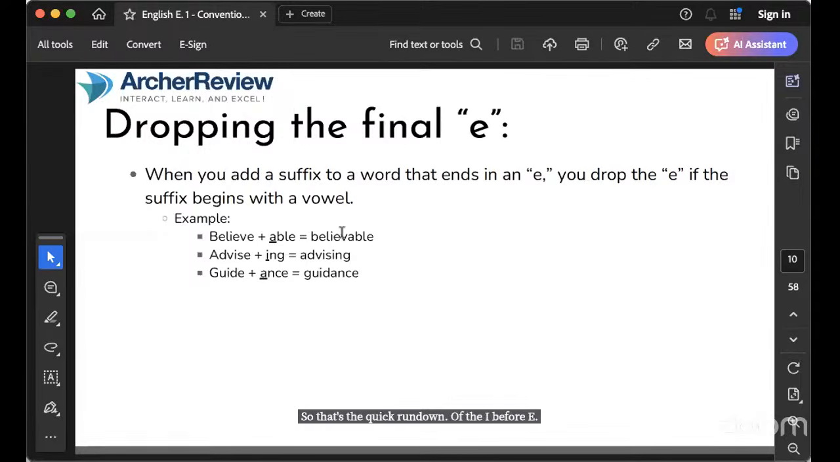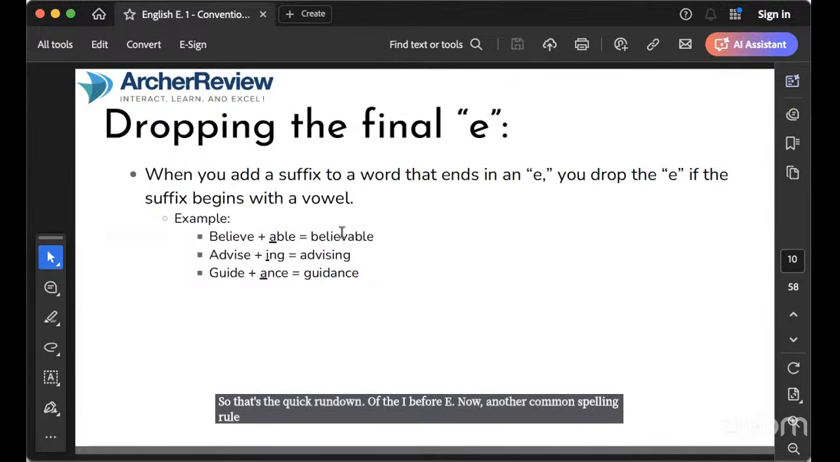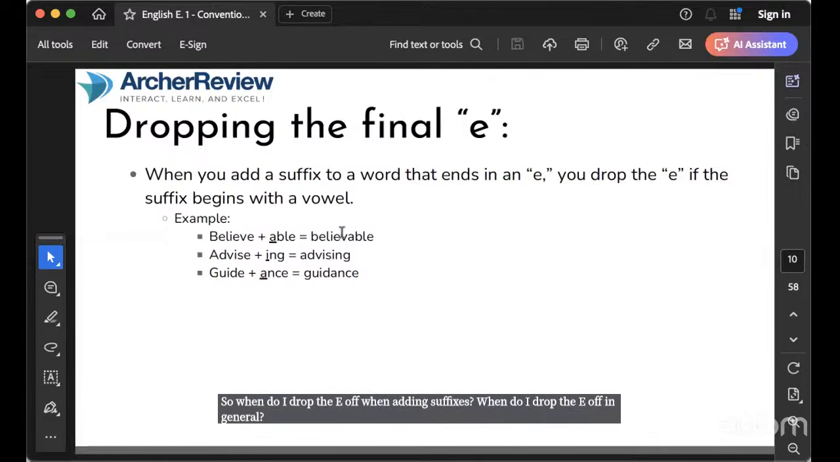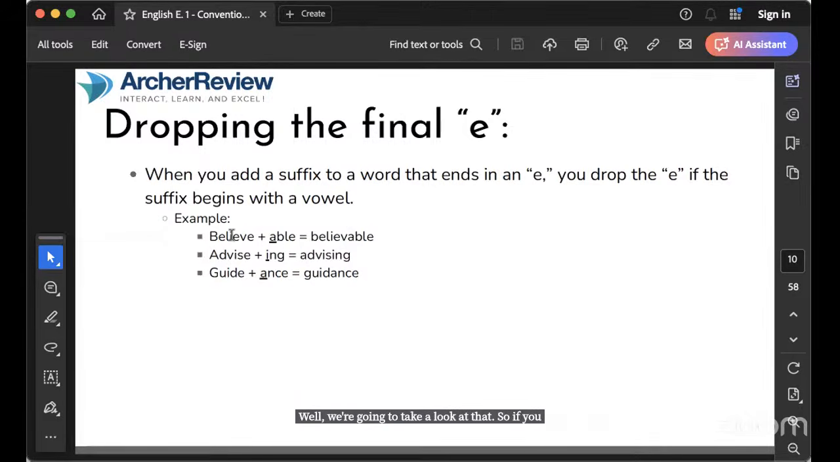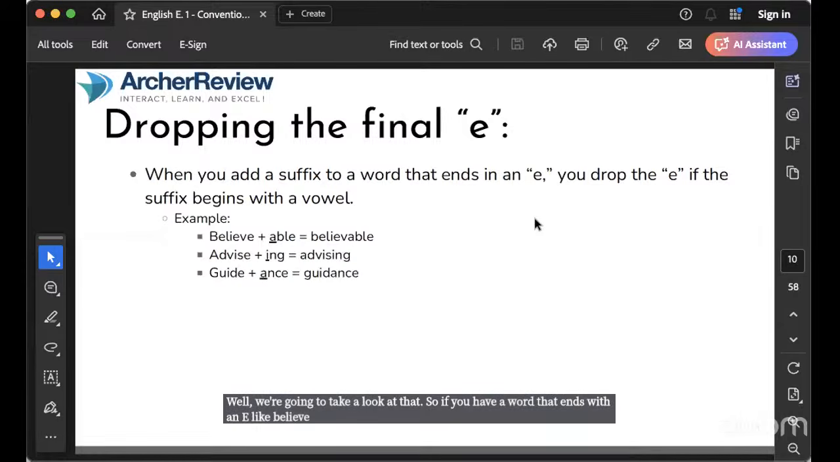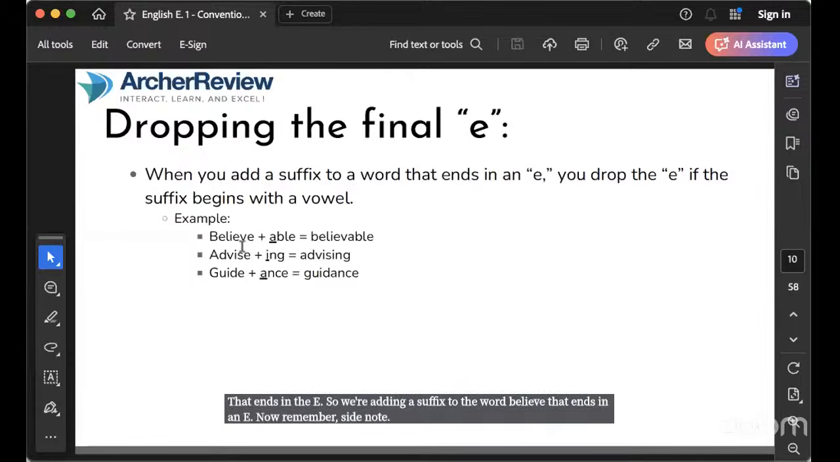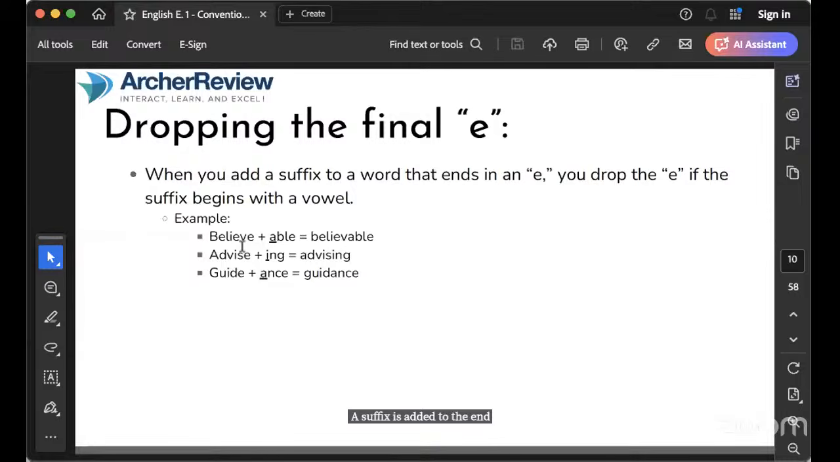Now, another common spelling rule that tends to trip people up is the dropping the final E rule. So, when do I drop the E off when adding suffixes? When do I drop the E off in general? Well, we're going to take a look at that. So, if you have a word that ends with an E, like believe, right here, and you add a suffix to that word. Now, remember, side note, a suffix is added to the end of a word.